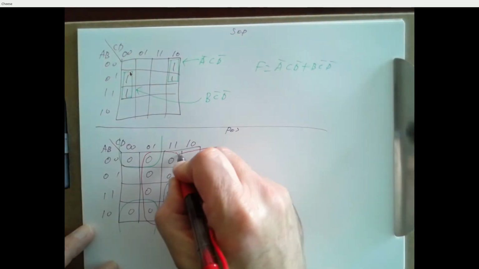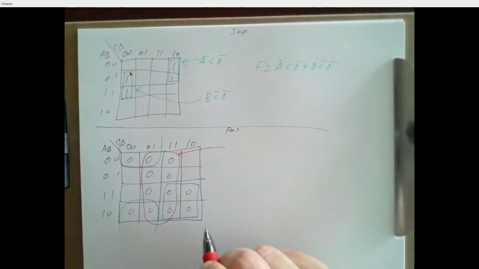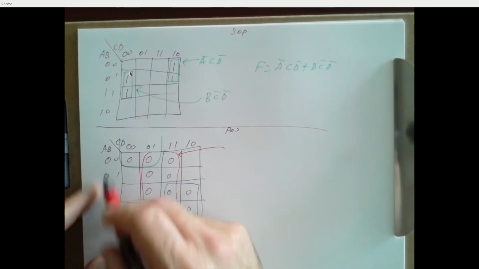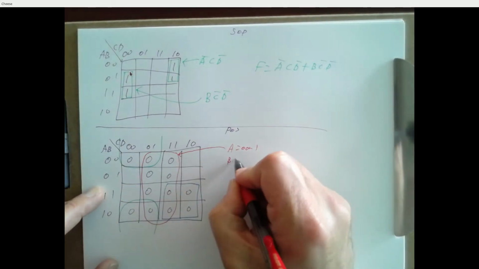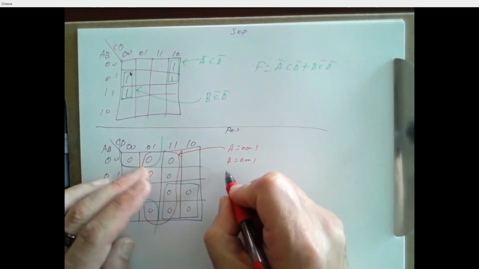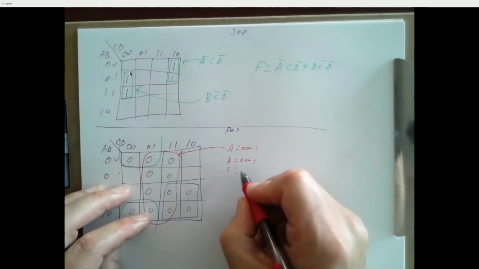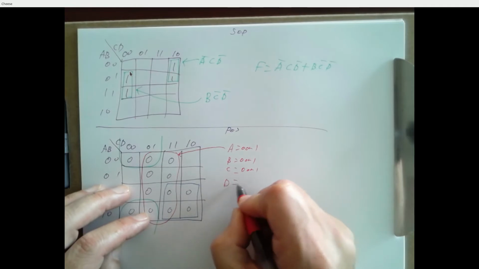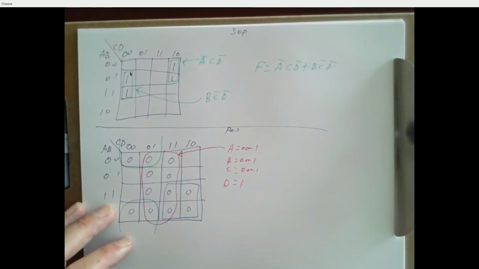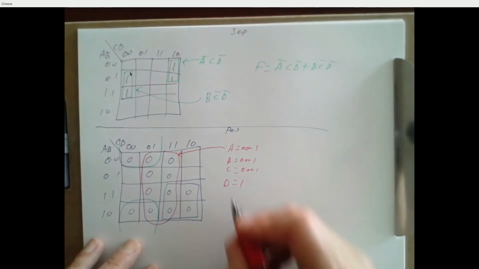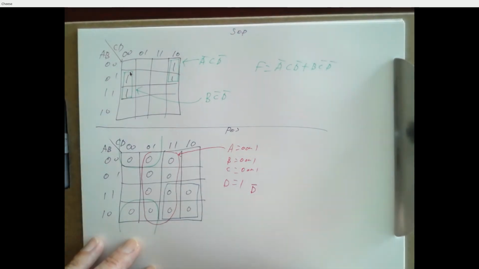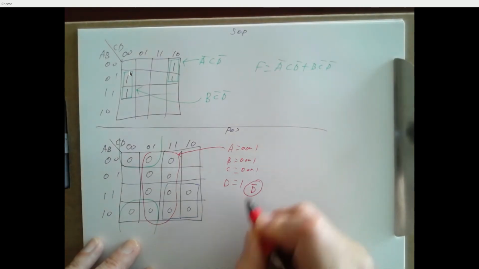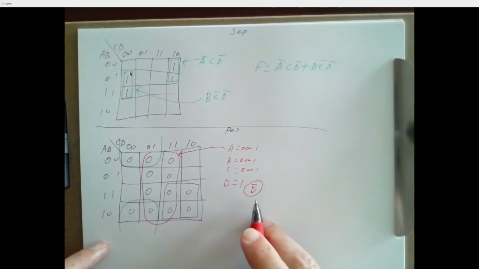So for the equations, we're writing max terms. So this big rectangle, A could be 0 or 1, B could be 0 or 1, C could actually be 0 or 1, D has got to be a 1. For a max term, if your variable is equal to 1, you write it with a bar on top. If it's equal to 0, you write it without a bar. So this big block corresponds to D bar.